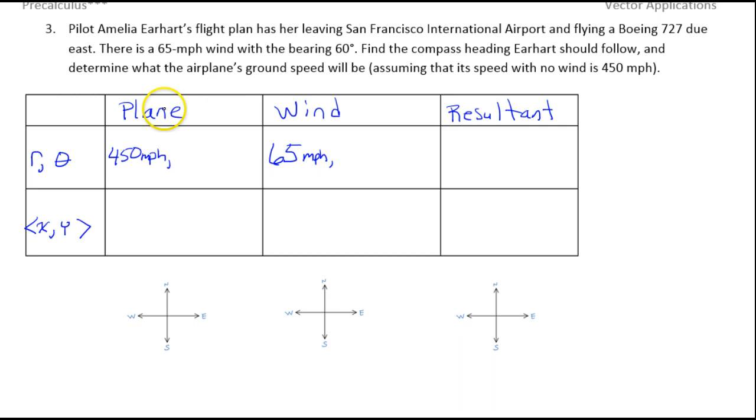Now, what about direction? What do they say about the direction of the plane? Well, the plane is flying due east. Okay, and what about the wind? The bearing of the wind is 60 degrees. So bearing 60 degrees.